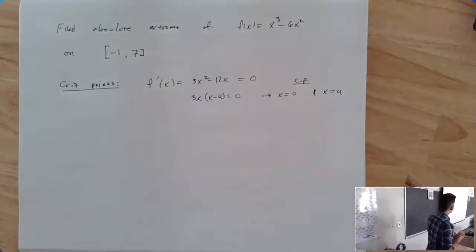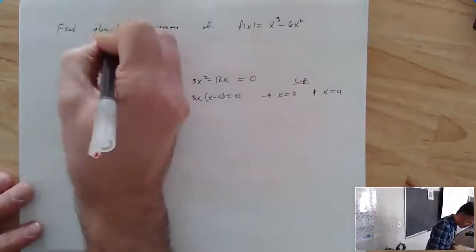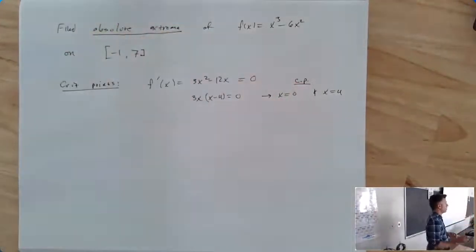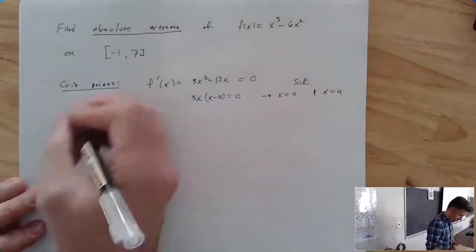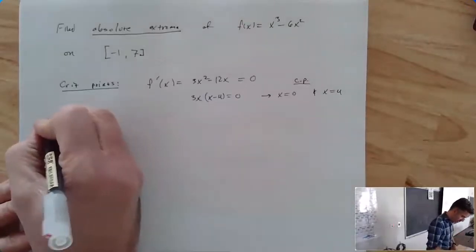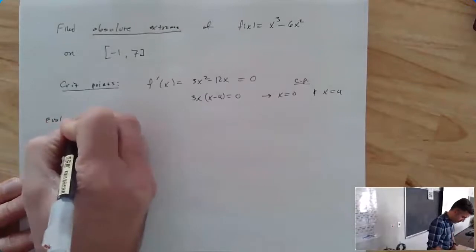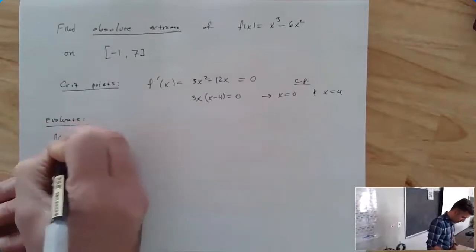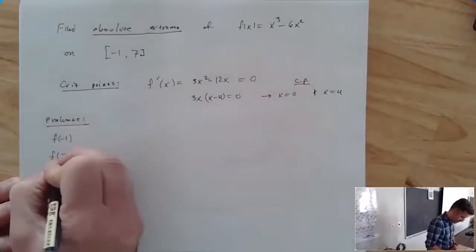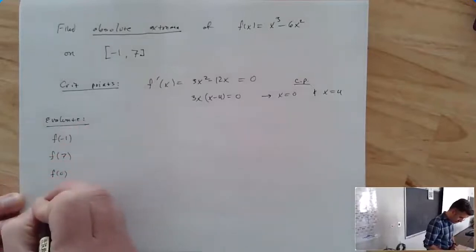When you're finding absolute extrema, you take these critical points and endpoints and plug them back into the original function, because we only care about which one has the biggest y value and which one has the smallest y value. That's it. So I'm going to evaluate f of -1, f of 7, f of 0, and f of 4.